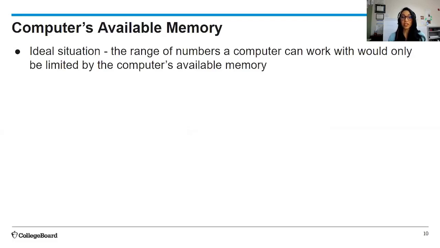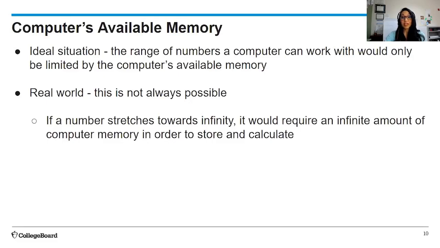In an ideal situation, the range of numbers a computer can work with would only be limited by the computer's available memory. When writing pseudocode, the assumption is that all mathematical operations are not only possible, but will also yield highly accurate results because no numbers will have to be rounded and no calculations will result in an overflow memory. In the real world, though, this is not always possible. If a number stretches on towards infinity, then theoretically, it would require an infinite amount of computer memory in order to store and calculate with. This is just not possible.